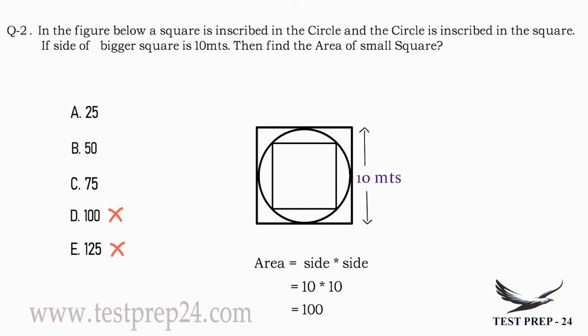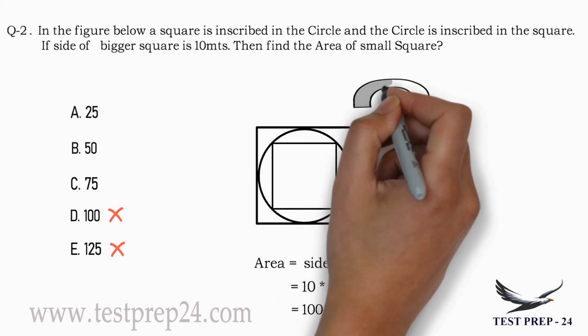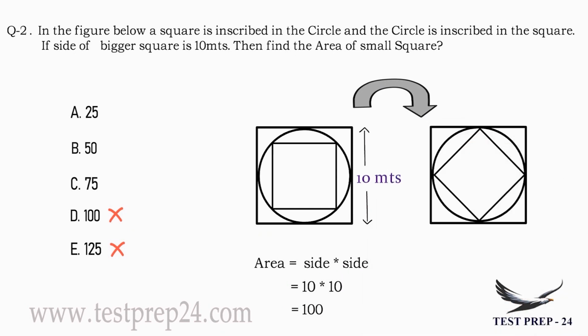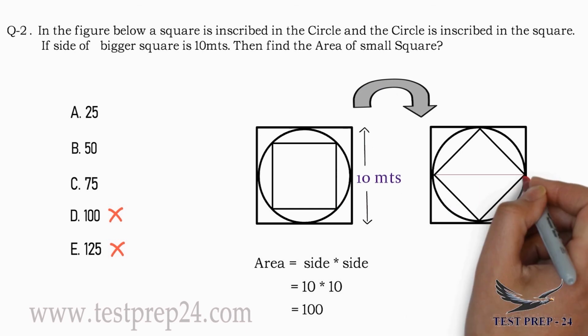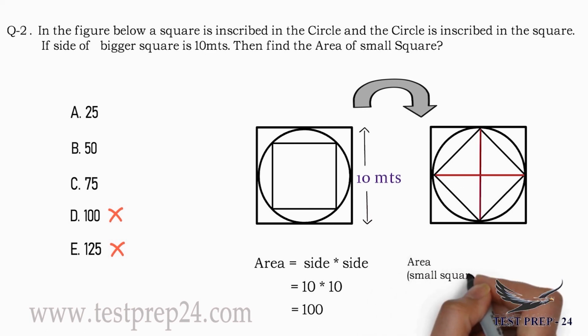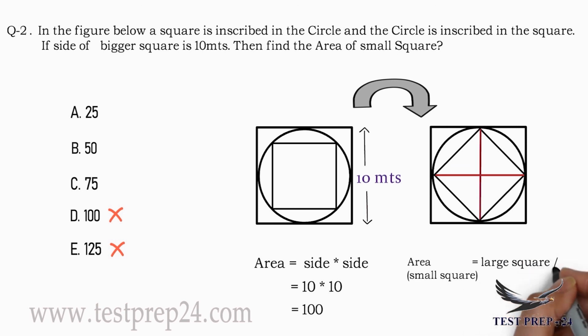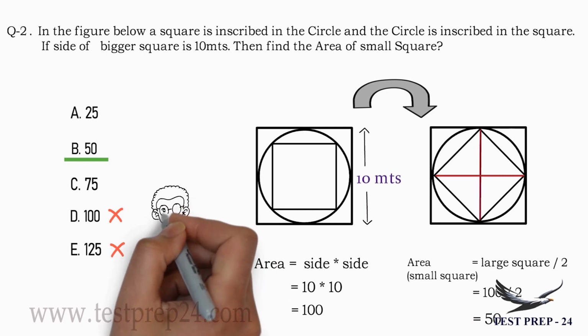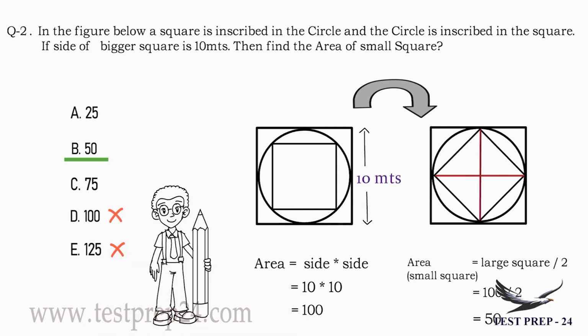Now, how to find what is the approximate area? You are left with 3 options. Now, if you use a little bit of logic, I'm just changing my figure slightly. I'm rotating the square a little bit, so you can see this will be the final figure. So after rotating the figure, if I divide my bigger square into 4 parts, you can see this small square is exactly half of the bigger square. So if bigger square area is 100, the area of small square is 50. So your answer will be 50. So without solving it actually, we got our answer with the help of approximation technique.